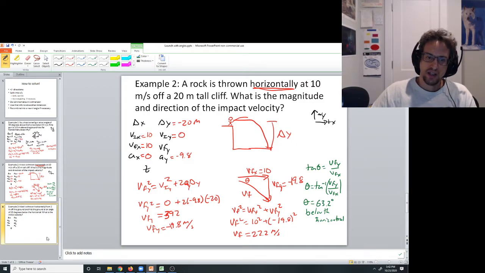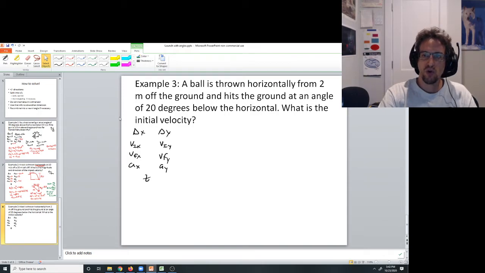One more example, guys. A ball is thrown horizontally from 2 meters off the ground and hits the ground at an angle of 20 degrees below the horizontal. What is the initial velocity? So 2 meters off the ground, change in y is -2. We know a_x is 0, a_y is -9.8. It's thrown horizontally, so v initial y is 0, not negative anything. And I want to know what the initial velocity is.